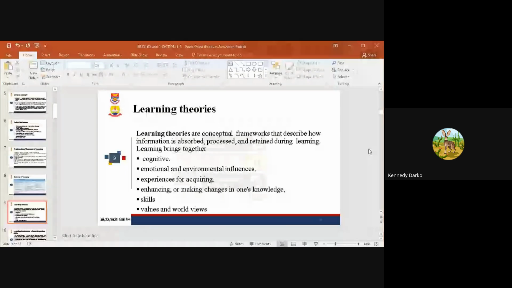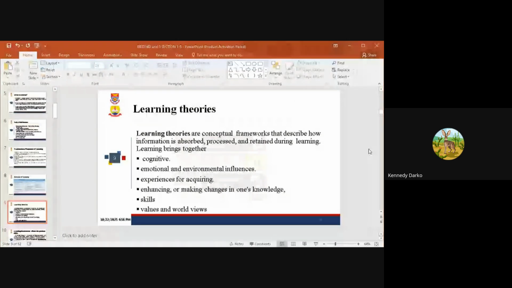Then we are looking at enhancing or making changes in one's knowledge. As teachers, what do we always enhance? Knowledge. We try to make changes to people's or learners' knowledge, including our own colleagues, including the skills. Every task has a skill that one person or the other needs to use. And so we are looking at the skills.